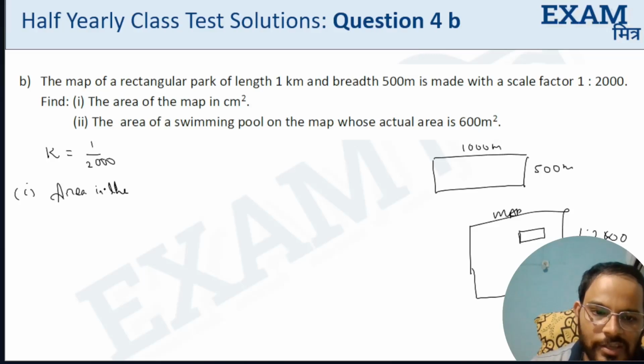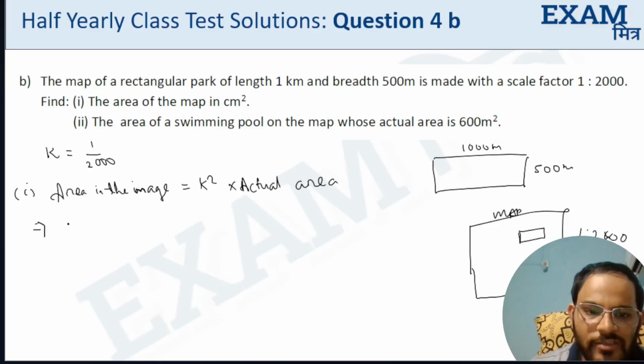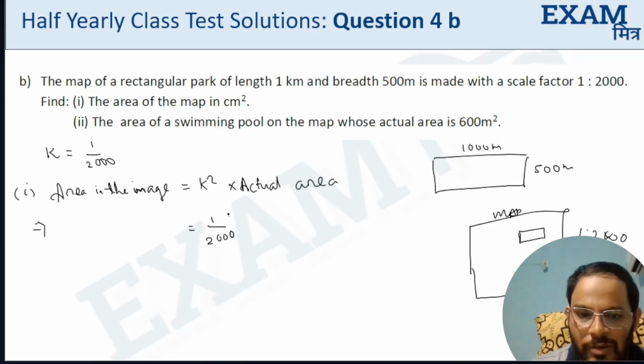Area in the image equals k square times actual area. Area in the image means the area of the park on the map. What is the area in the image? We don't know, we need to find it. So what is k? K is 1 by 2000. So (1 by 2000) square times the actual area. Now what is the actual area?